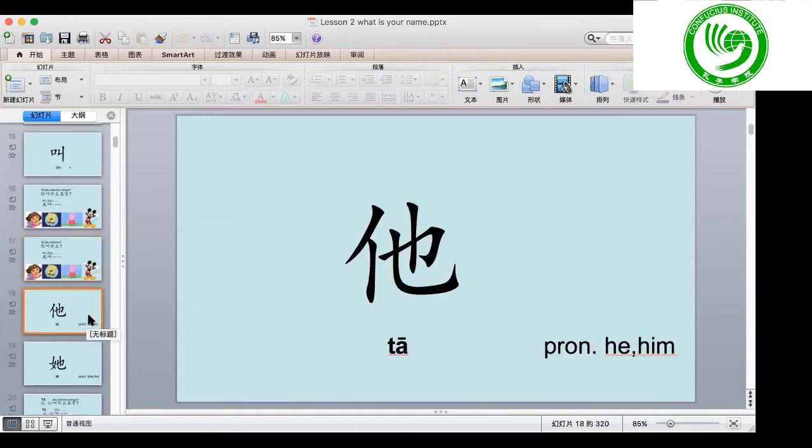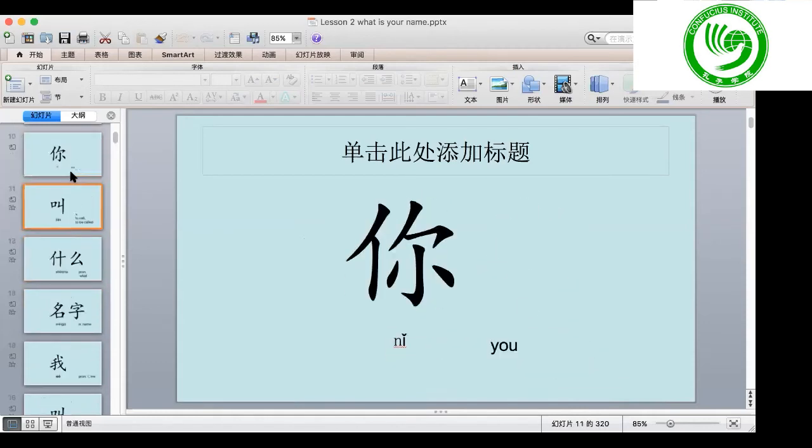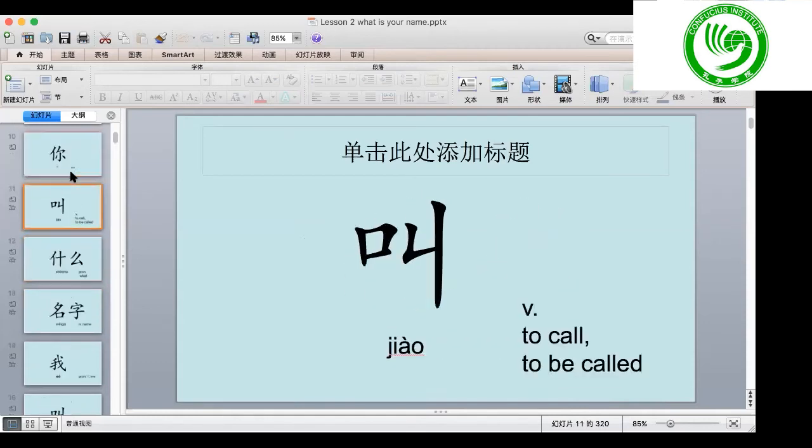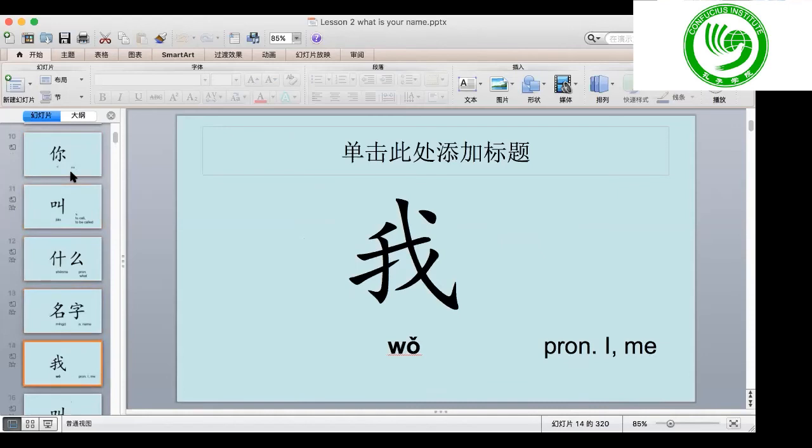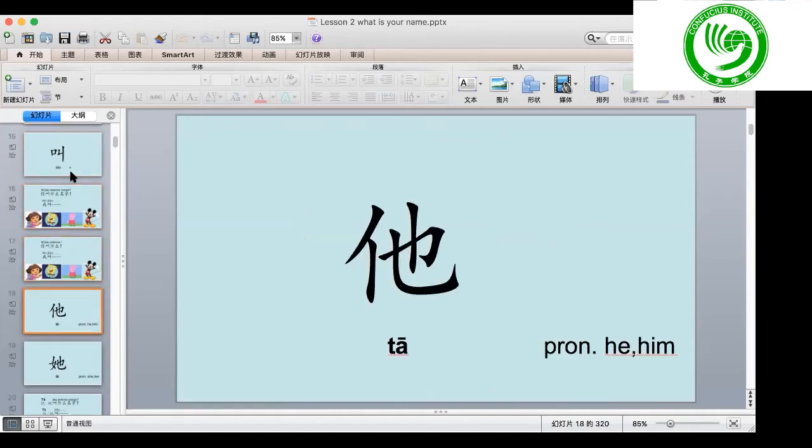Now we are going to learn the last two new words. We have learned 你 means you, and we've learned 我 means me. And now we are going to learn two more words. This is called 他, first tone. 他 means he or him. Be careful with the character. If you see this character, it means it is for the male, for him. Means he or him.